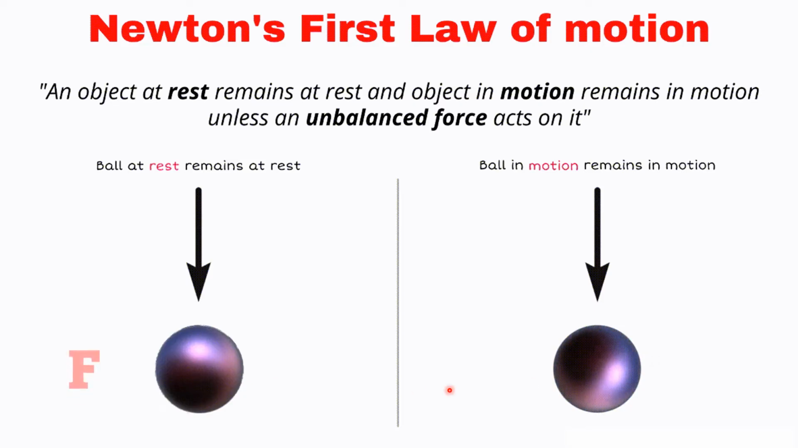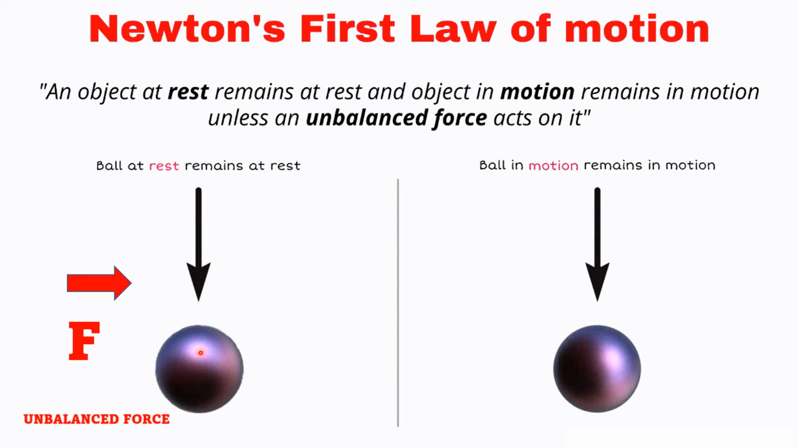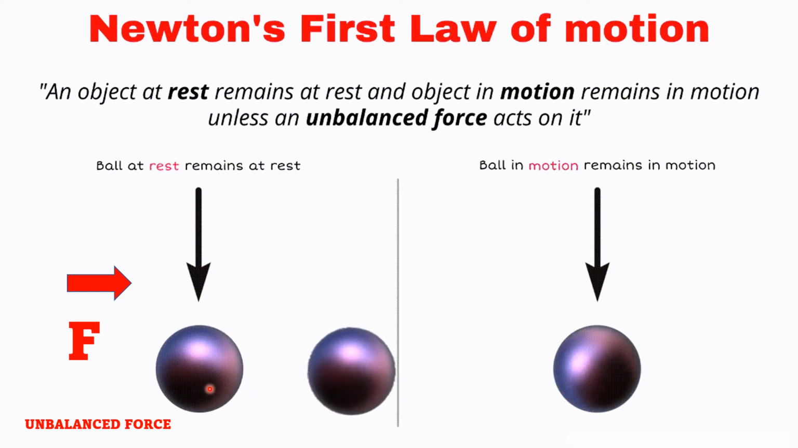Let's say in this example, I applied a force and the force that I applied is in this direction. What will happen to this object? Of course, this object will experience an unbalanced force. Because we applied an unbalanced force in this direction, from rest, this object will move. Okay, so that is the first law.